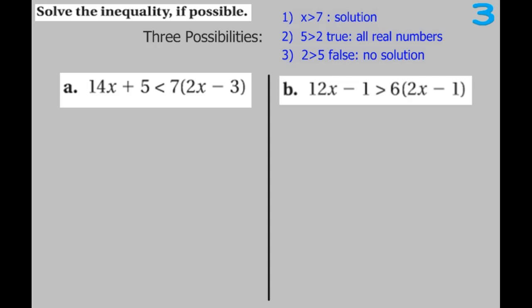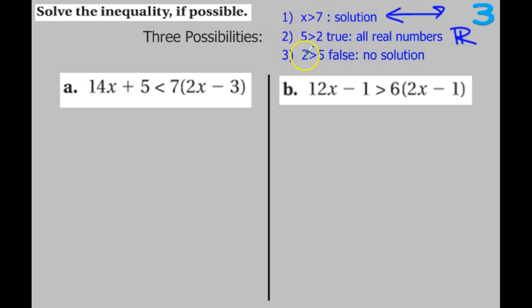Alright, next we have a couple inequalities that we need to determine if it's even possible to solve them. If we get an answer like x is greater than or less than a number, that's just a solution. You can graph it on your number line. If you get a solution where the x's or the y's go away or whatever letter, and you get it true, like 5 is greater than 2, your answer will be all real numbers. Like any number you plug in for x is going to work. 5 is always going to be greater than 2.